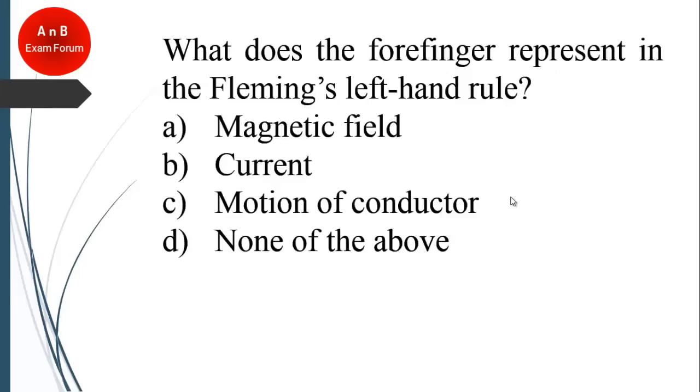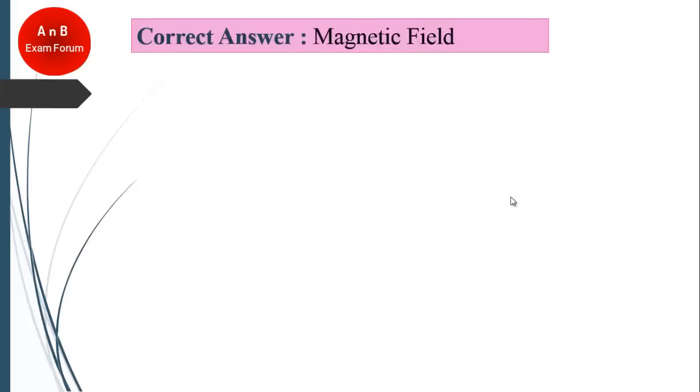Coming to the next question, what does the forefinger represent in Fleming left hand rule? You must have read this in your 10th and 11th class, that there is a Fleming left hand rule to determine current and magnetic field. Okay, so you can easily reject option C and D. There are two options which you have to decide, whether it is a magnetic field or current. For left hand rule, forefinger always represents the magnetic field, and the middle finger represents the current, right?